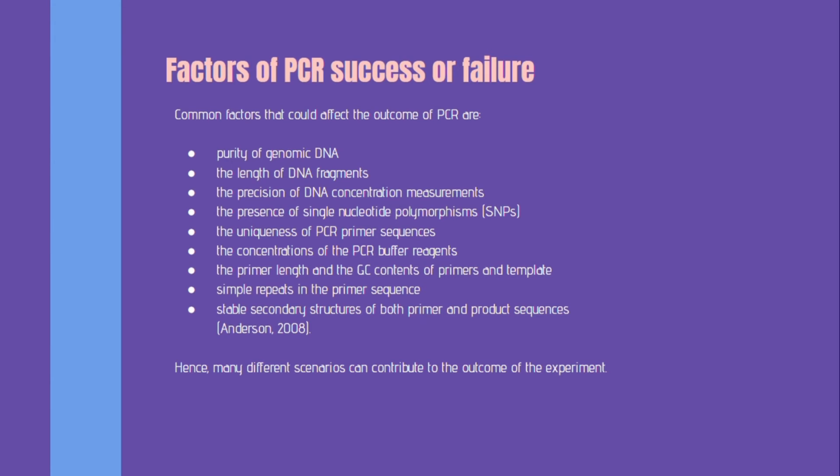Moving on to the success of the PCR amplification, there are many factors that could contribute to either the success or the failure of the experiment. This includes the purity of genomic DNA, the length of DNA fragments, the precision of DNA concentration measurements, the presence of single nucleotide polymorphisms, the uniqueness of PCR primer sequences, the concentrations of the PCR buffer reagents, the primer length and the GC contents of primers and template, simple repeats in the primer sequence, and stable secondary structure of both primer and product sequences. Hence, many different scenarios can contribute to the outcome of this experiment.